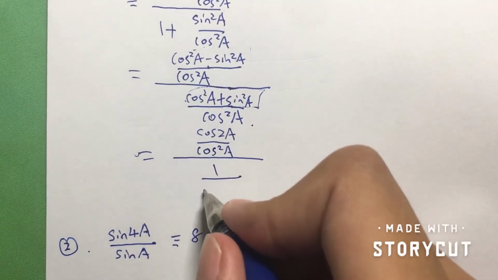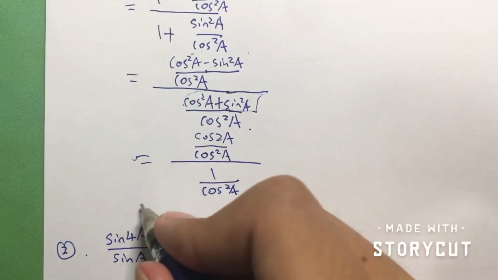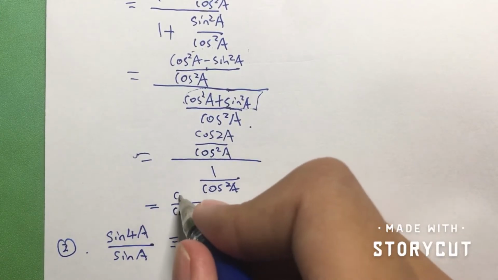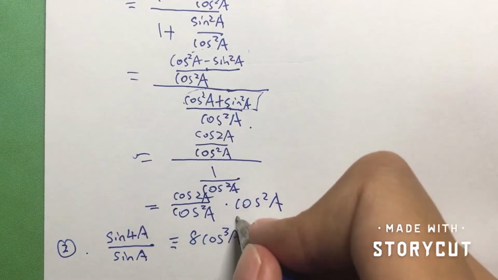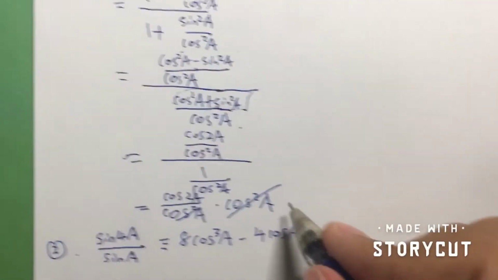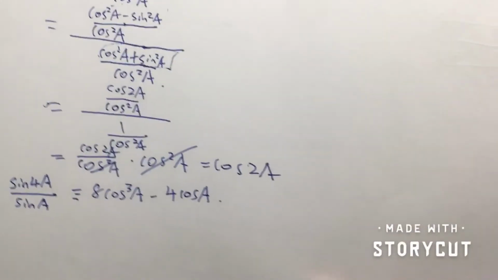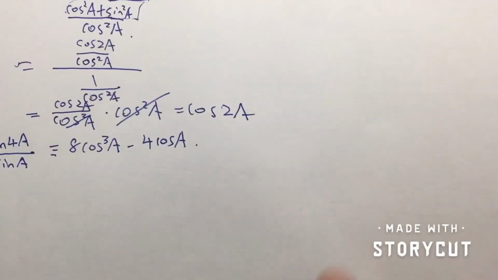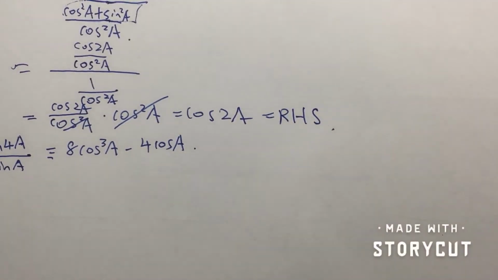And here becomes 1 over cosine squared a. And let's simplify this, it becomes cosine squared a times cosine 2a over cosine squared a. And let's cancel these two, and this is equal to cosine 2a, which obviously is our answer. And that is equal to the right hand side, and our proving is finished.